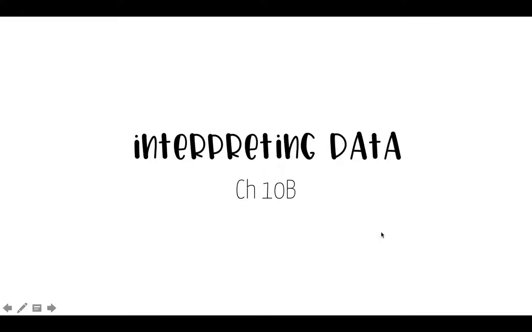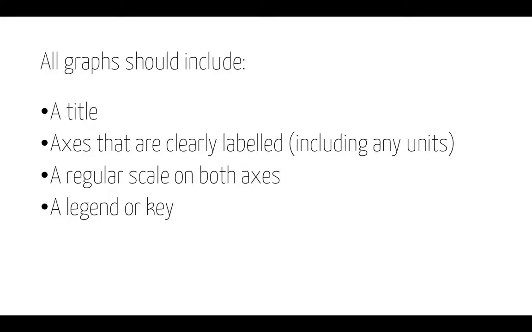We're looking at interpreting or understanding the data. So we're going to be looking at reading graphs, and then from our graphs being able to understand what they mean. Okay, so when we look at graphs, they should include the following: a title, the axes clearly labelled and including any units. So for example, if we're talking about height, we're going to include centimetres or metres, or if we're talking about years, we'll write that we're including years.